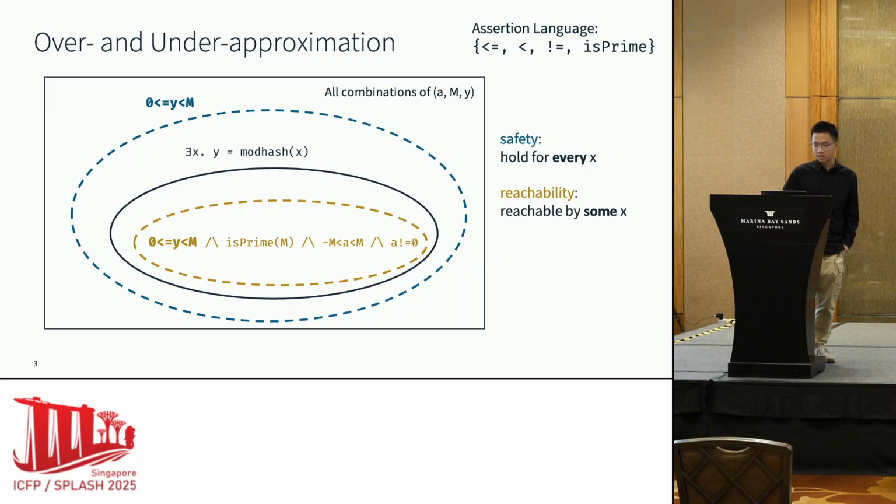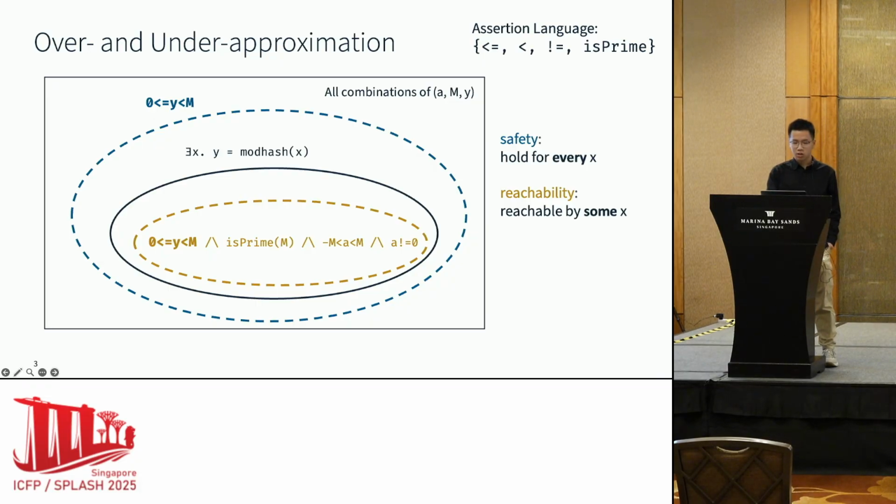Safety means that the condition holds for every input x, and reachability, on the other hand, means that every number between 0 and m can actually be reached for some input x. Here I have also shown the complete condition that makes all outputs reachable, which I omitted in the last slides. The condition basically says that the modulus m is a prime, and the coefficient a is neither 0 nor m. Once this condition holds, we will know that this hash function will be surjective and thus doesn't waste the output range.